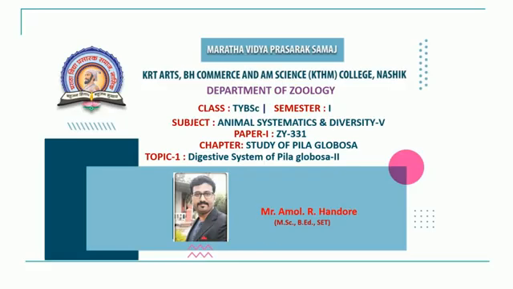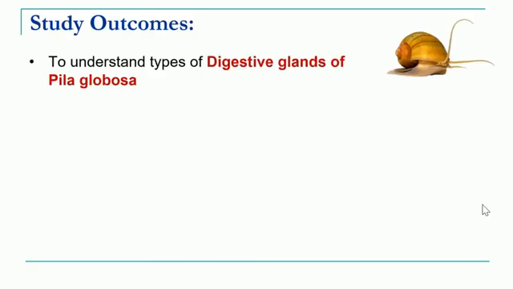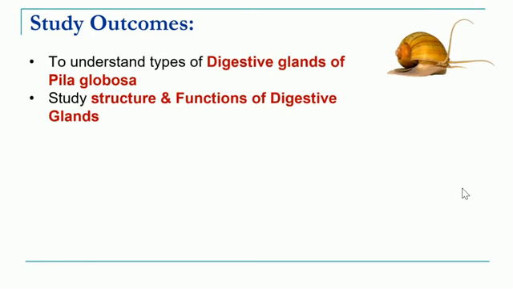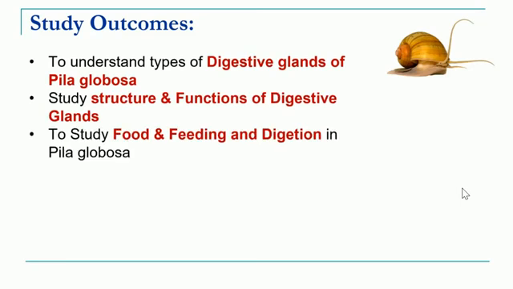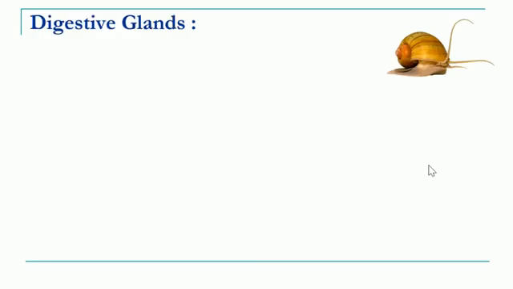In the previous lecture, we studied the alimentary canal of the digestive system and different associated parts of the digestive system. Today, we are going to deal with the remaining part of the digestive system. So after completing today's lecture, we should understand different types of digestive glands in Pila globosa. We should understand the structure and functions of these digestive glands, and we should know the food and feeding mechanism as well as digestion in Pila. So let's begin with the digestive glands.